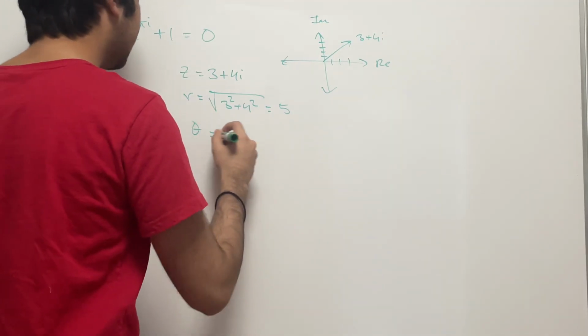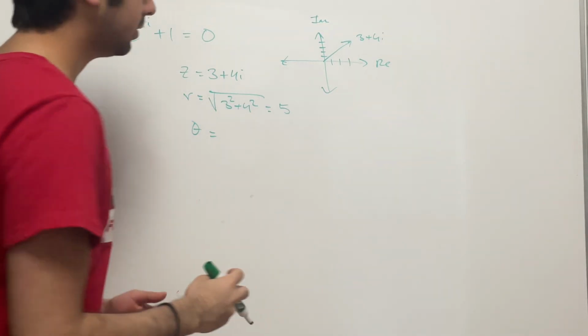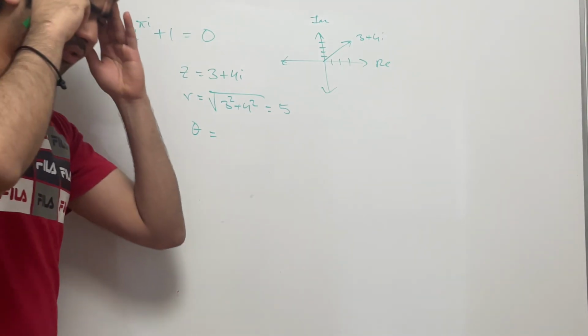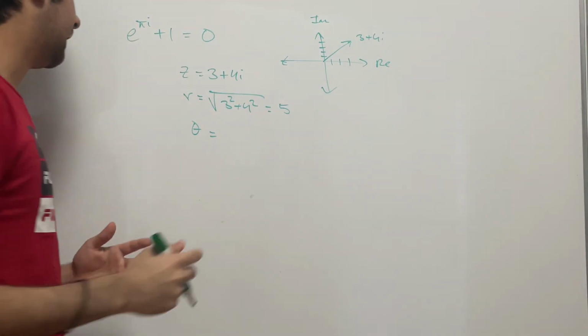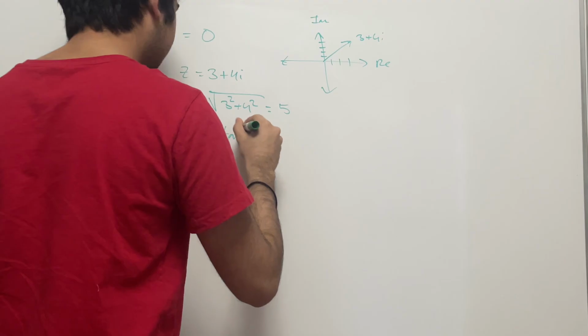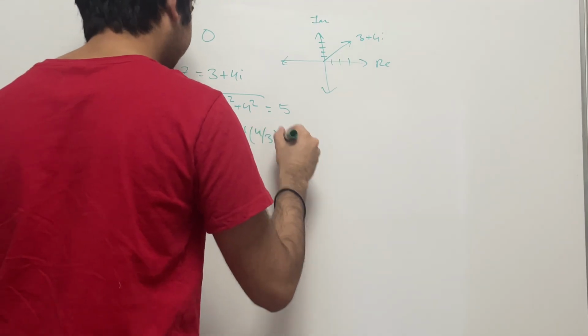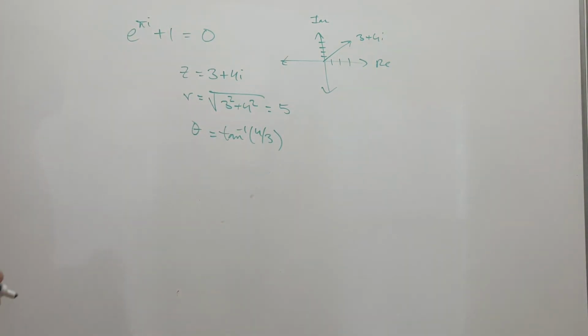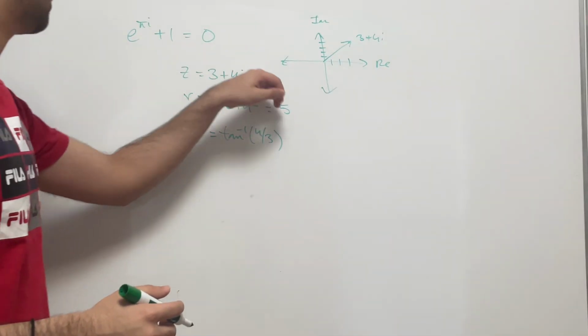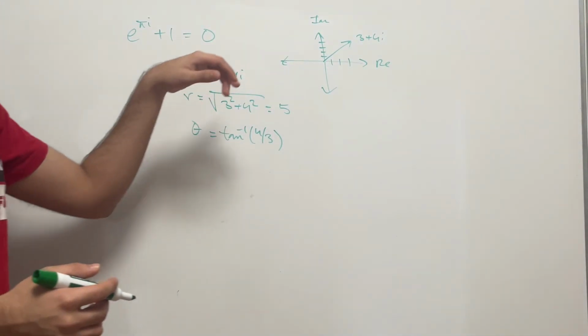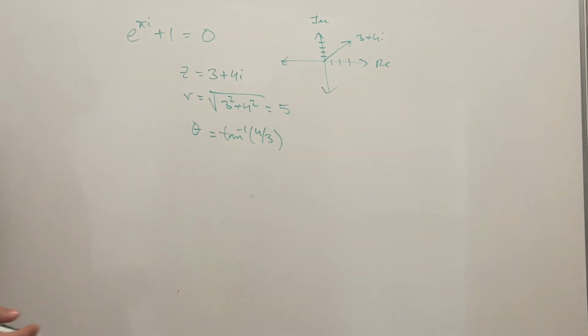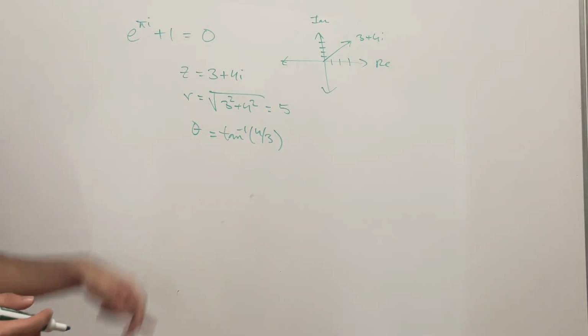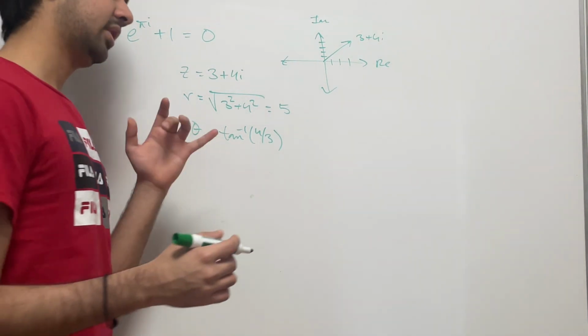Our direction is basically the angle it makes with the x-axis. We're going to call that theta. Let's do some trigonometry. We have 4 and 3, opposite and adjacent, so theta is the inverse tangent of 4/3. So that's the direction. We took this complex number that we wrote in terms of its x and y components and found its magnitude and direction. Now, here's something interesting.